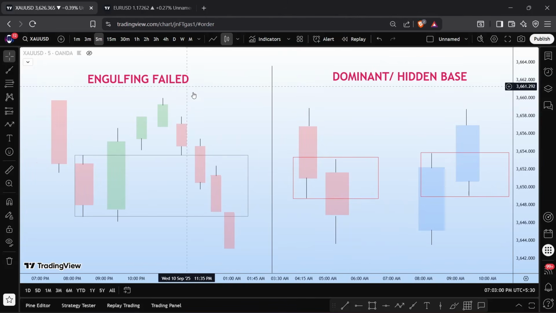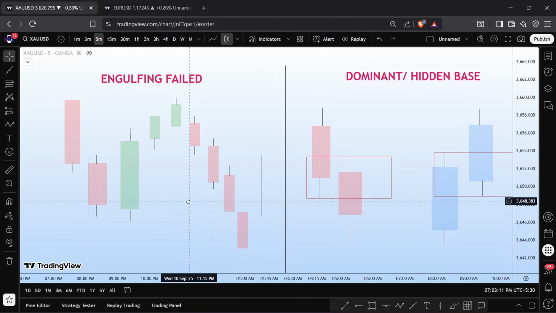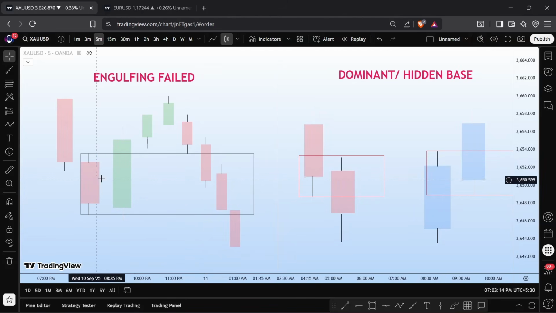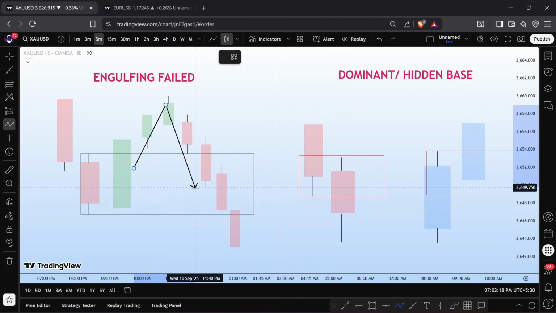So engulfing fail simply means that when an engulfing buy or sell zone gets failed or broken, we call it an engulfing fail. In this example we have an engulfing buy zone. Usually we anticipate that when the market comes back to the zone, we will have a bullish move to the upside. But if the market fails to do that and breaks it with a body closure, this is what we call an engulfing fail.